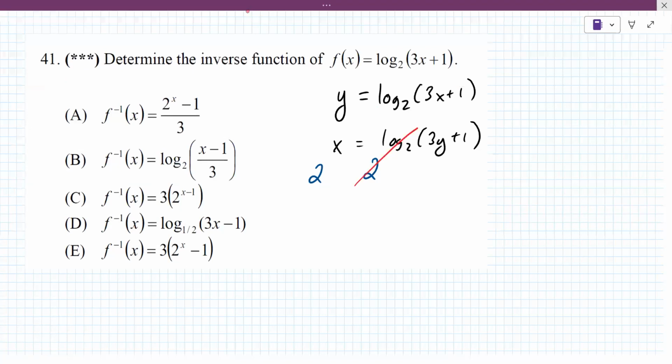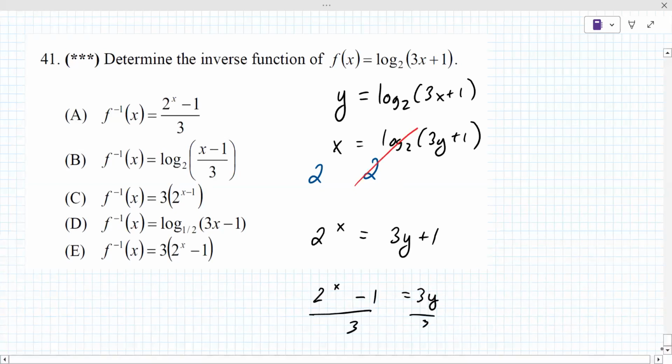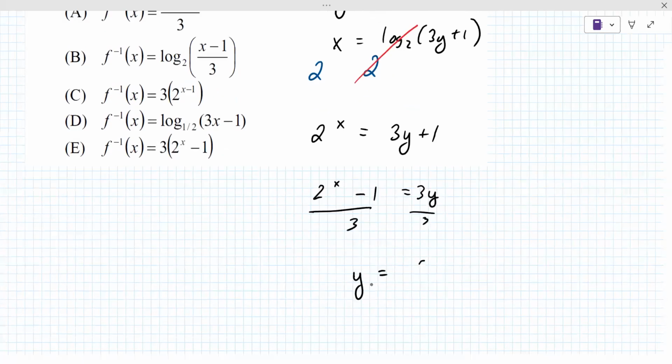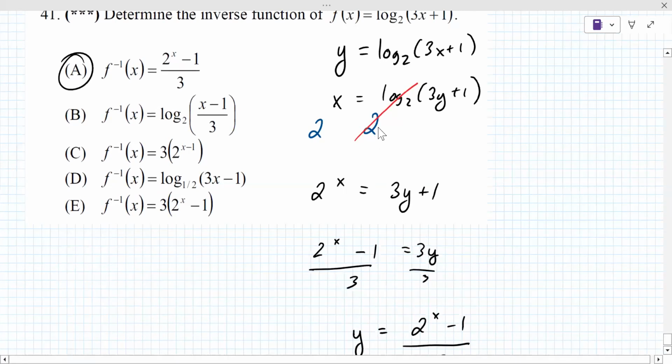The 2 does undo the log base 2. So it's 2 to the x on the left equals 3y plus 1 on the right. You're going to subtract 1 and then divide by 3. That leaves you with y equals 2 to the x minus 1 all over 3, which looks like it's back to letter A. Key thing is to undo the log base 2: it's base of 2 with exponent x. Or whatever it is. If it was 5, there'd be a 5 there.